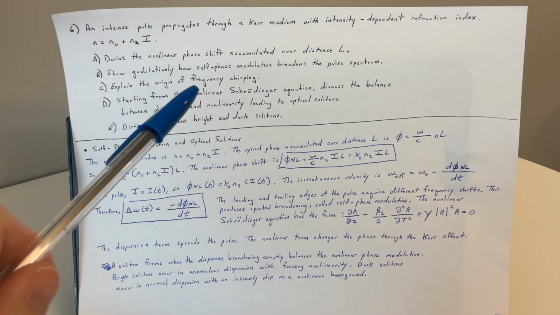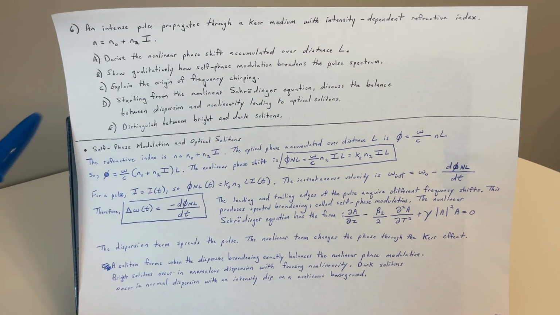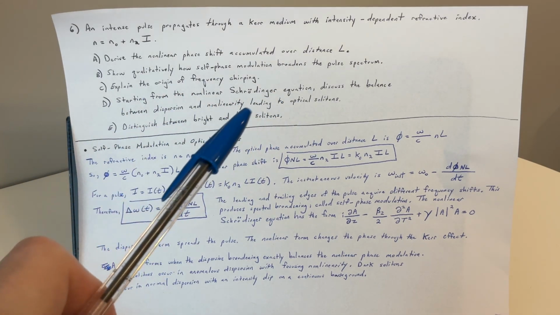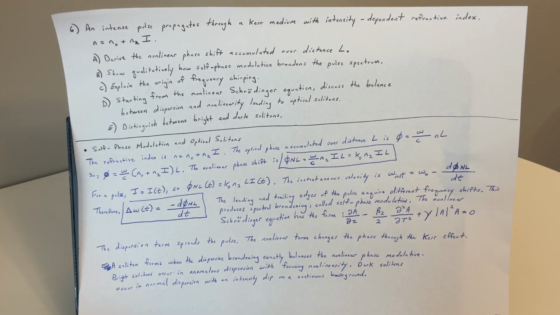Part D, starting from the nonlinear Schrodinger equation, discuss the balance between dispersion and nonlinearity leading to optical solitons. And part E, distinguish between bright and dark solitons. Okay, so this is a self-phase modulation and optical solitons problem. Okay, so let's see here.